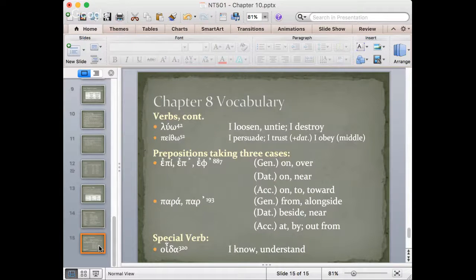Luo, also pascho. So we're finally getting luo, I loose and I untie. We're getting a couple new prepositions, epi and para, and both of them take 3 cases. So that's exciting. Those will need to be memorized, and they're fairly common. Epi especially is fairly common. On or upon. Notice that "on" fits the bill for all 3 cases. So that'll help. And then finally, we're learning a new verb, oida, which is a special verb.